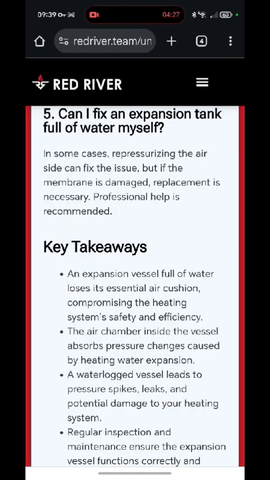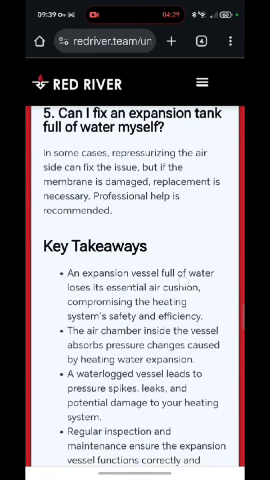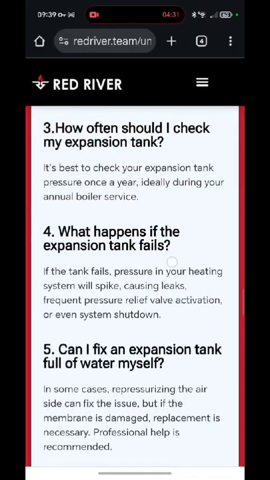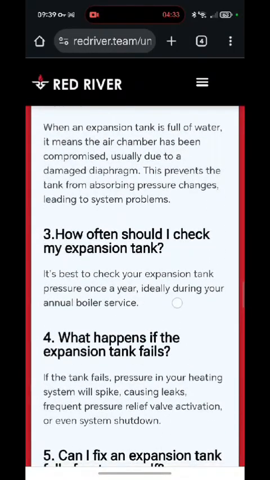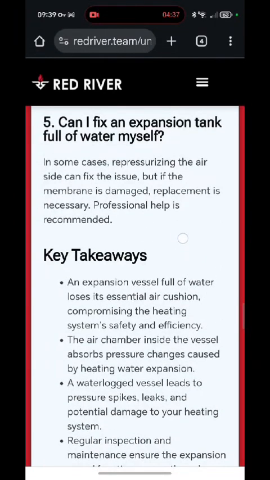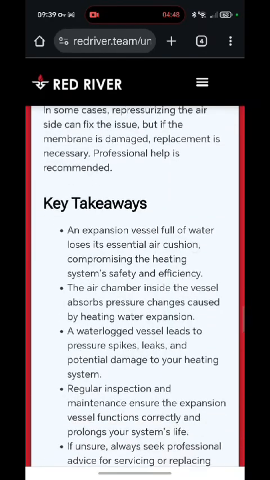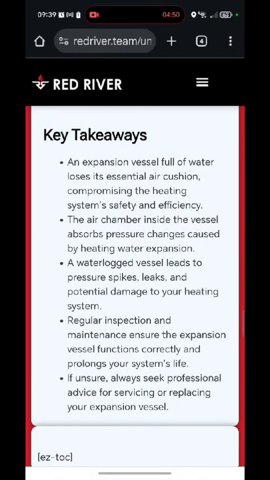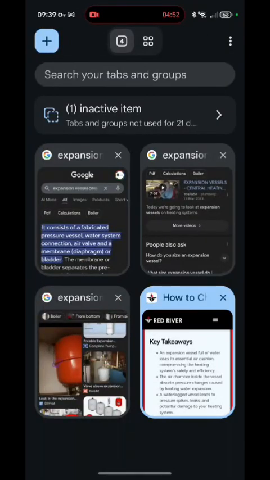Professional help is recommended. So you see here, even in their own guidelines, when they're talking about it being full of water, they're saying that it potentially can be repaired by repressurizing the air side, but if the membrane is damaged, replacement is necessary. All right, so in certain cases, you can save it, and here is why.